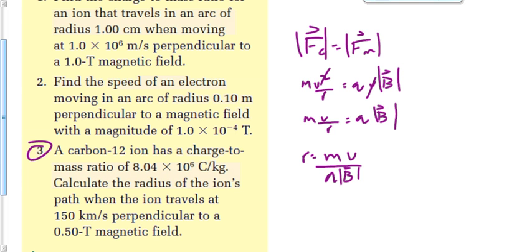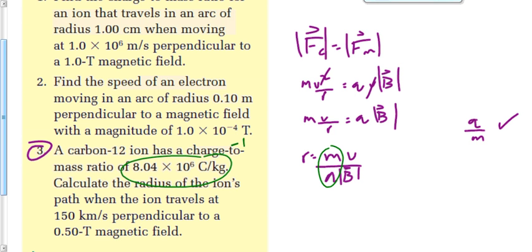Now, here's where I think some people had trouble. You were given the charge to mass ratio. You were given Q over M. I don't see Q over M in this equation anymore. I see M over Q. What could you do here to get M over Q, which is, of course, what you want to fill in there? Yeah, you could flip it over. You could take this value right here and take the inverse of it. X to the minus 1, flip it over, plug it in there, solve for R.